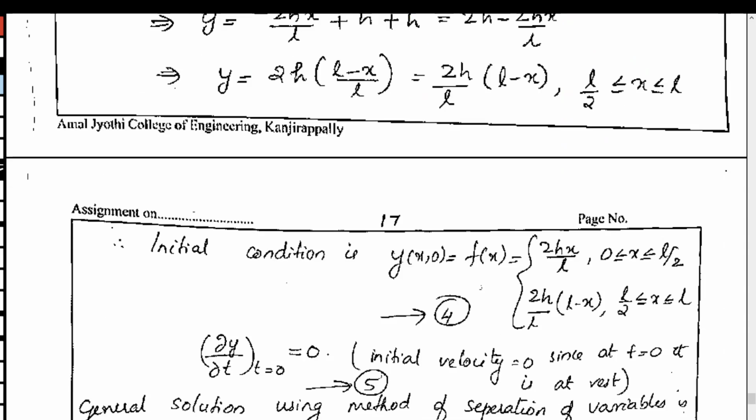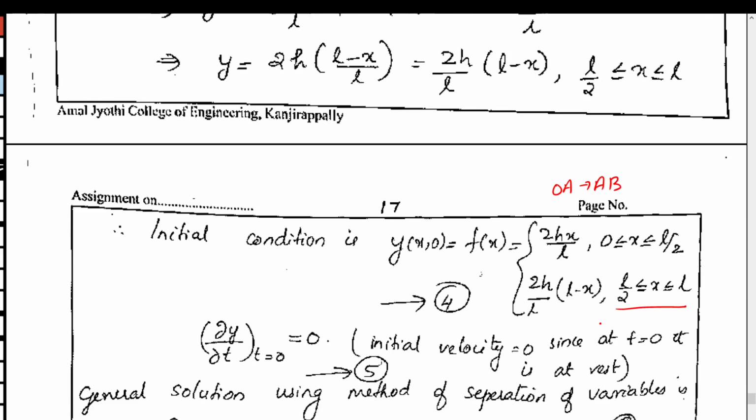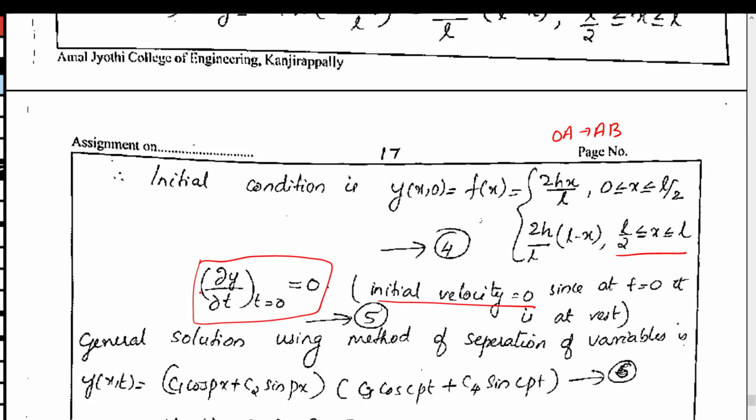Therefore, the initial condition or initial displacement when time t equal to 0 is given by f of x, which is at the position OA and then AB, which is given by 2hx by L when x lies between 0 and L by 2, and 2h by L into L minus x when x lies between L by 2 and L. Now, since the string is released from rest, we can say that initial velocity is equal to 0. Therefore, dou y by dou t at the time t equal to 0 is 0.